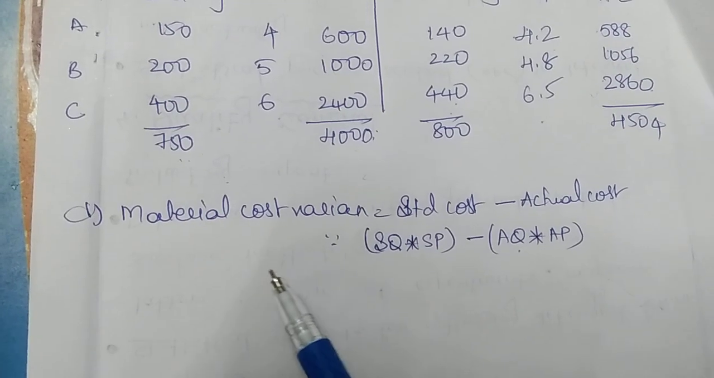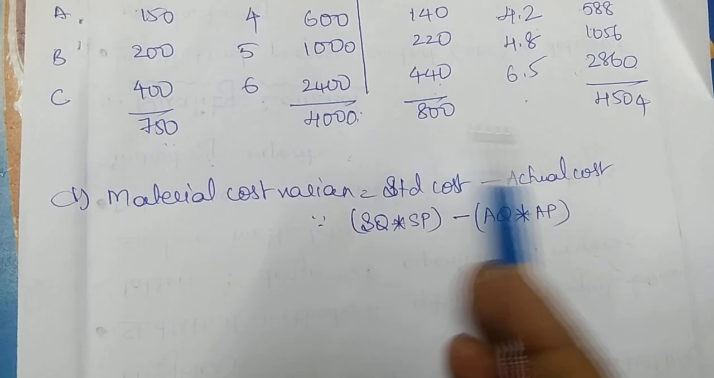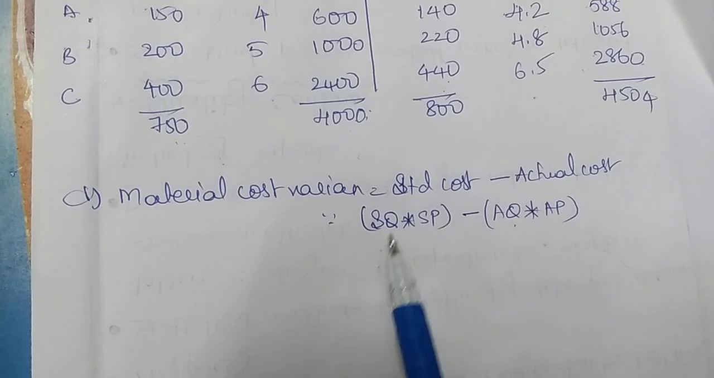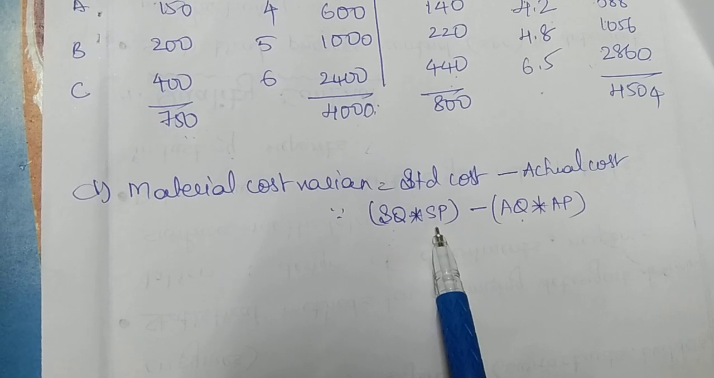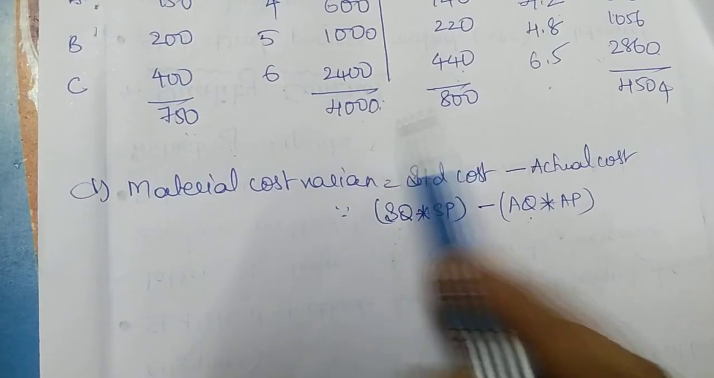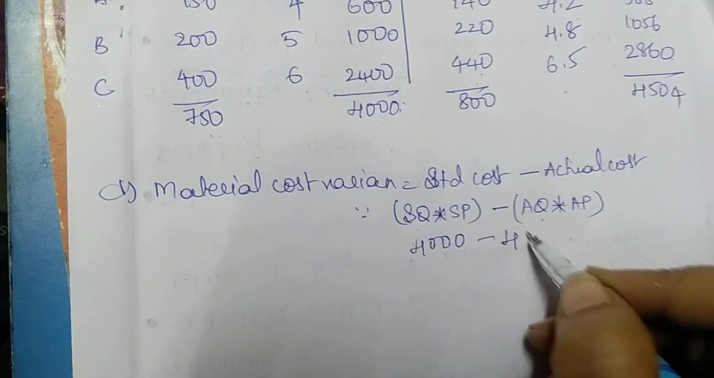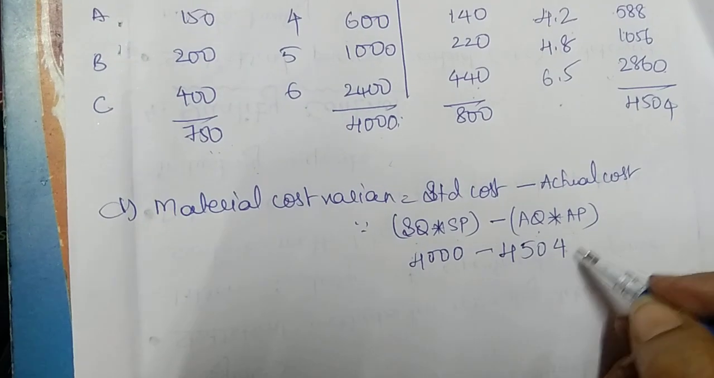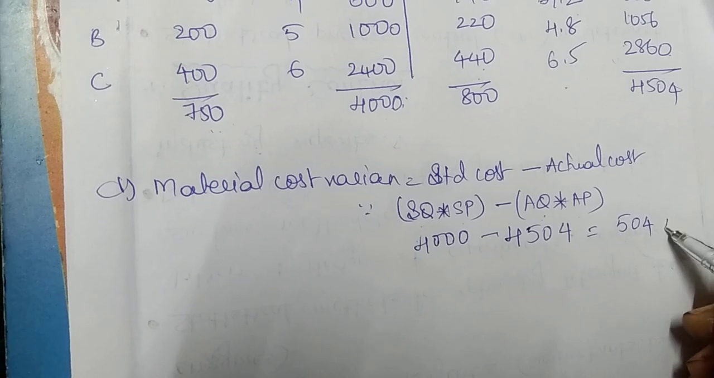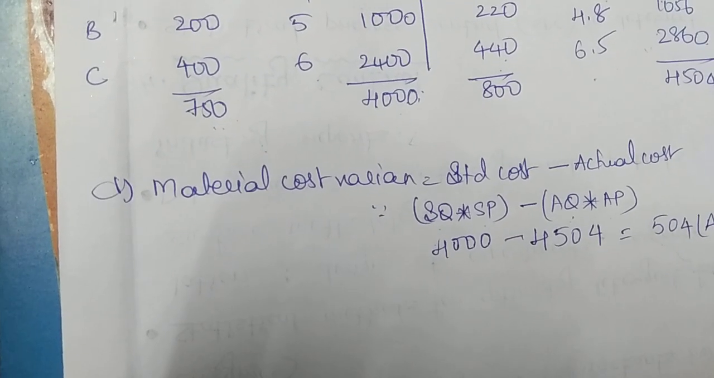Now, the first formula, material cost variance, is very simple. Standard cost minus actual cost, which I said is direct. If you want an expansion of your formula, that is nothing but standard quantity into standard price minus actual quantity into actual price. But anyhow, I have got it direct here. So simply 4000 minus 4504, therefore I'm going to get minus 504. Whenever it is a minus, we use the sign A. A is nothing but adverse or unfavorable.